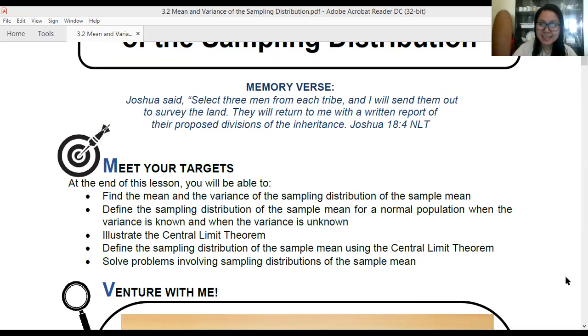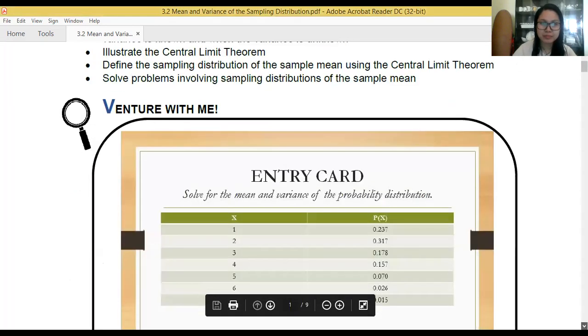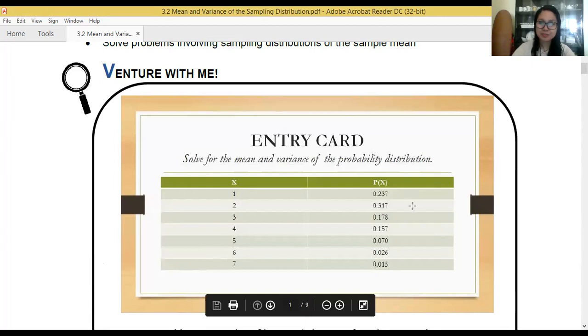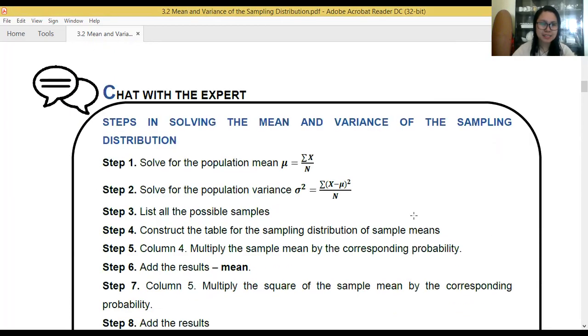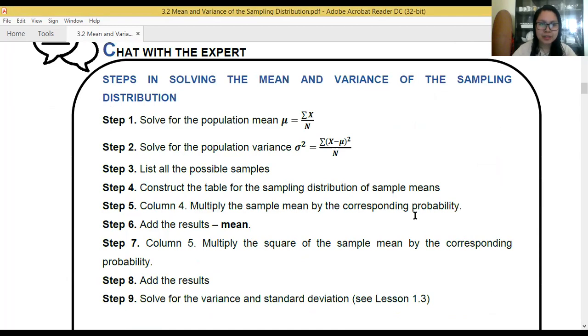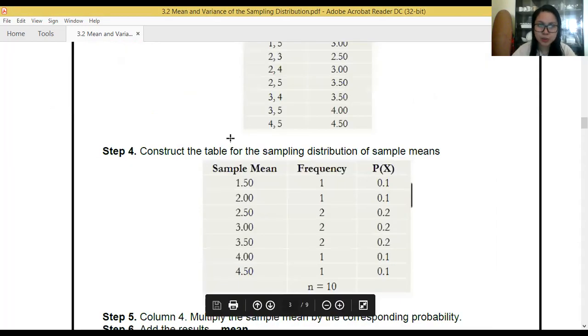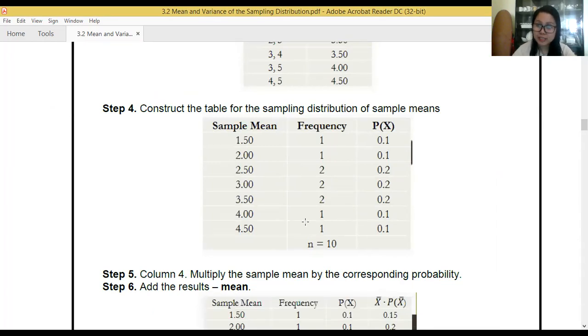Now, I think you already have your venture activity in the module. The question is, we need to solve the mean and the variance of the probability distribution. And that's a very brief wrap up of last meeting's topic. Now, last meeting, we ended up with this table. Let me show you. In step 4, we have the sample mean, the frequency, and your P of X. That is where we will continue today.